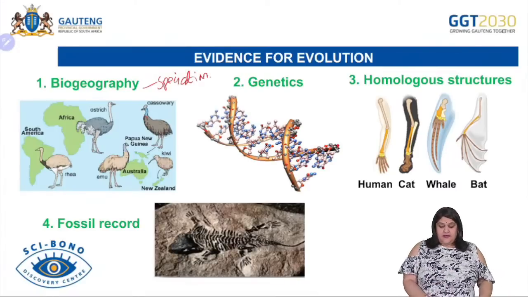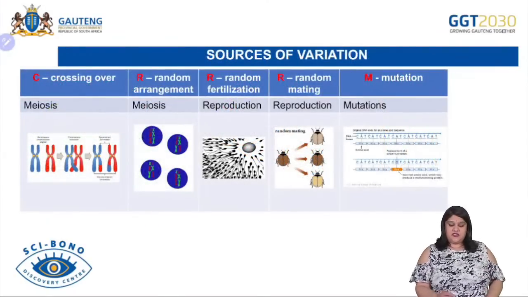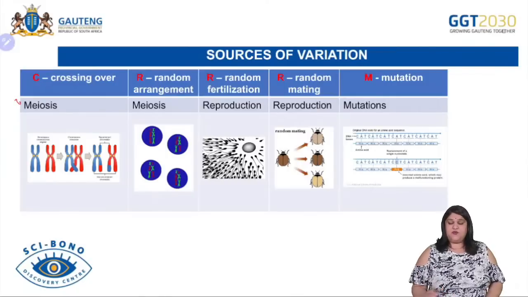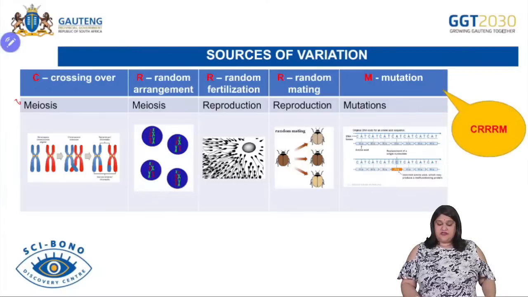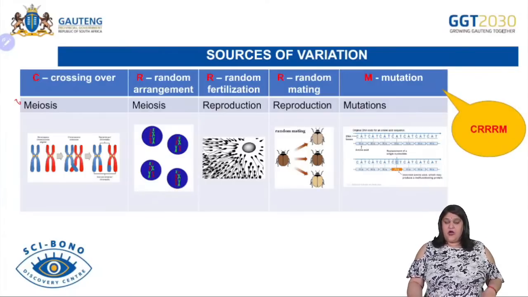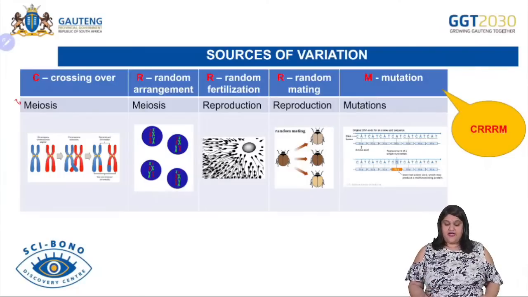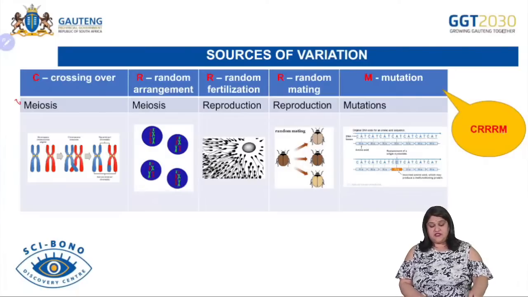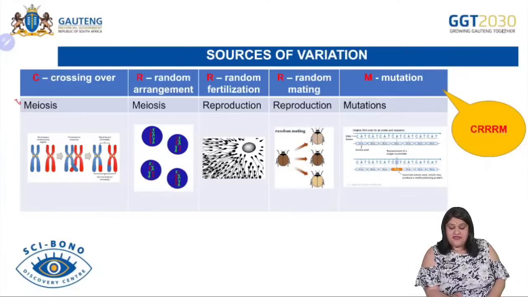Then we're moving on to sources of variation. Sina started with this because she told you the two meiosis ones, which are crossing over and random arrangement. But I put it in this table form for you to remind you that when we are asked a question on sources of variation, a nice acronym to remember is CRRRM. The first C stands for crossing over. The first R stands for random arrangement, and these two take place in meiosis.